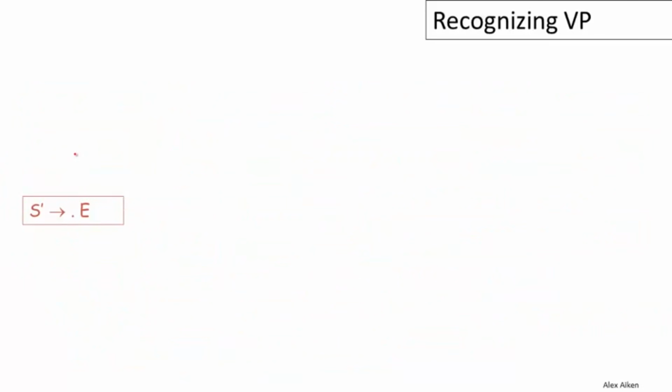So let's begin with the start state for this machine. So we have S prime goes to dot E, and remember what this says is we want to be able to reduce to the start symbol, to our new start symbol, and so we're reading the stack and we're hoping to see an E on the stack, but if we don't, then we'll be happy to see something derived from E. So what transitions can we make from this state?